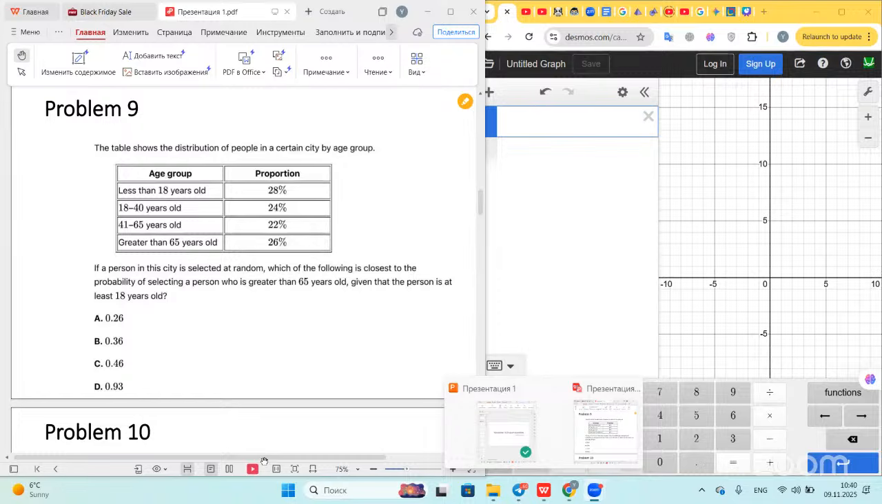Yes. The table shows the distribution of people in a certain city by age group. If a person in the city is selected at random, which of the following is closest to the probability of selecting a person who is greater than 65 years old, given that the person is at least 18 years old? It means at least 18 years old. First of all, you should pay attention to the given that part. It is located here.